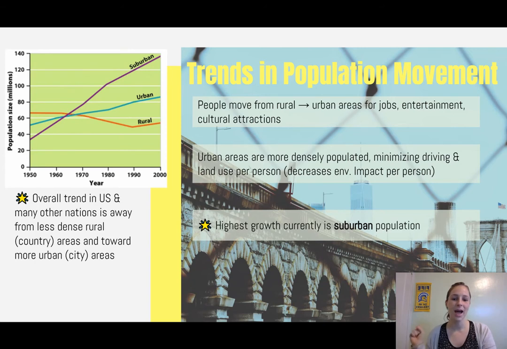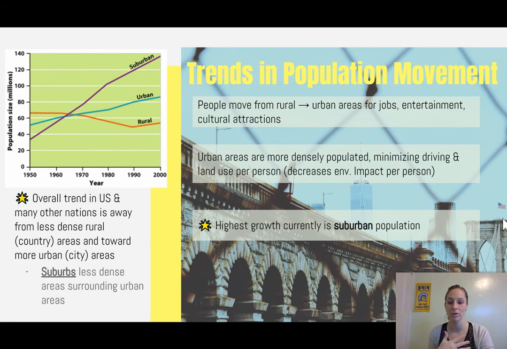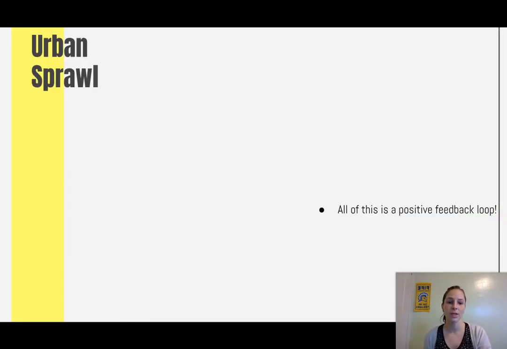However, the highest growth that we currently have, not only are we moving from the country into the city, but we're also having a lot of people moving into these suburban areas. And that's where we're currently seeing the highest growth, actually. And the suburbs are just going to be these less dense areas that are surrounding urban areas. And what this results in is something known as urban sprawl. Surprise at the end, it's going to be a positive feedback loop, so stay tuned.